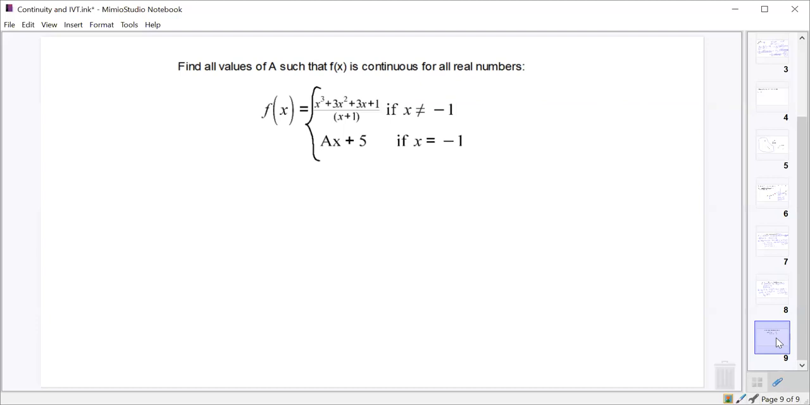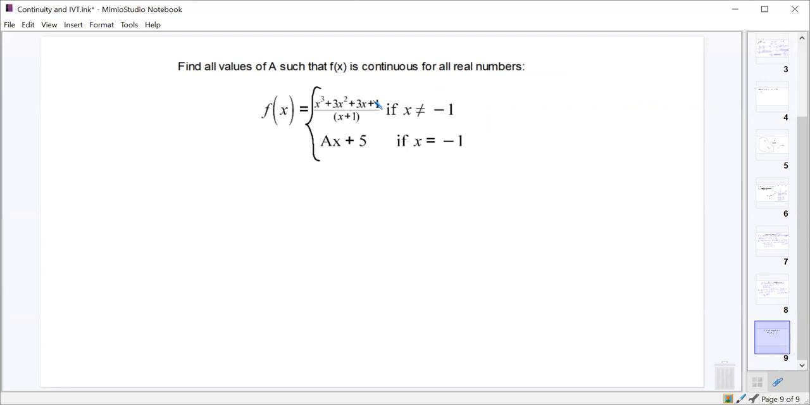So first off, if you plug in -1 to this function, what do you get? If you plug it into the x cubed plus 3x squared plus 3x plus 1 over x plus 1, what do you get? I think 0 over 0. Yep, you get 0 over 0. So that's going to be an issue, right? We can't turn ax plus 5 into 0 over 0.